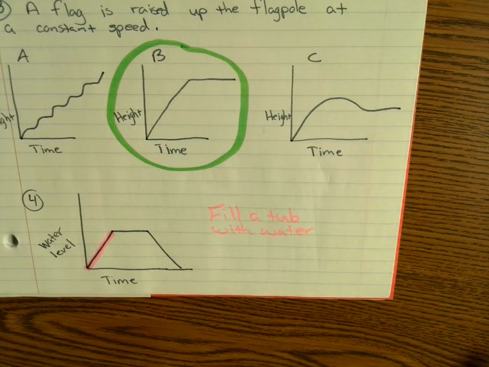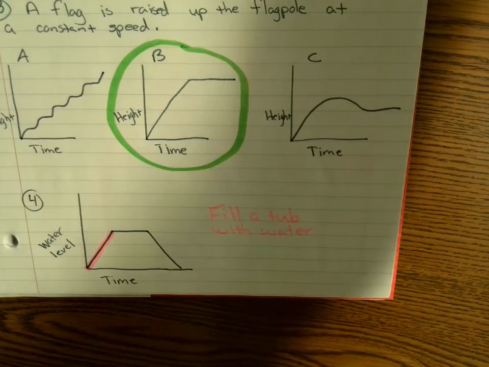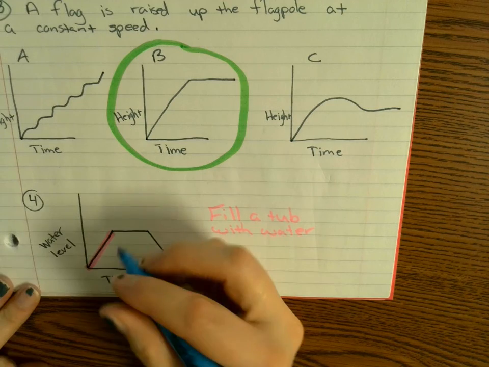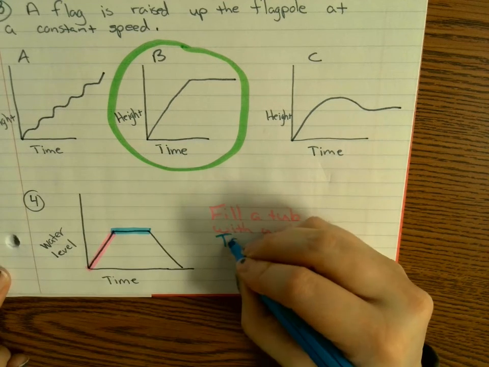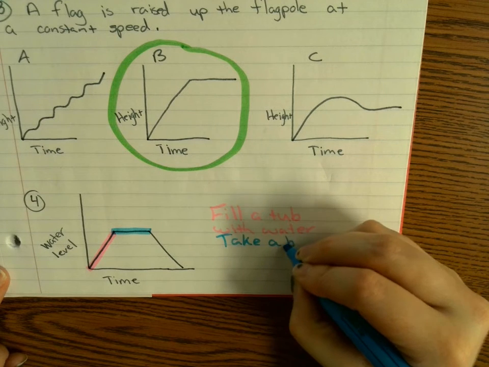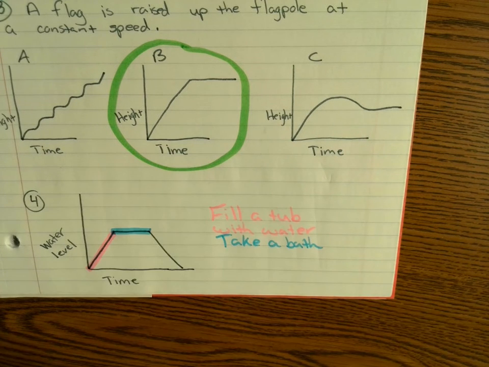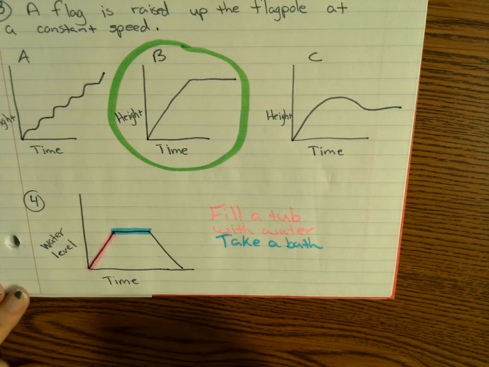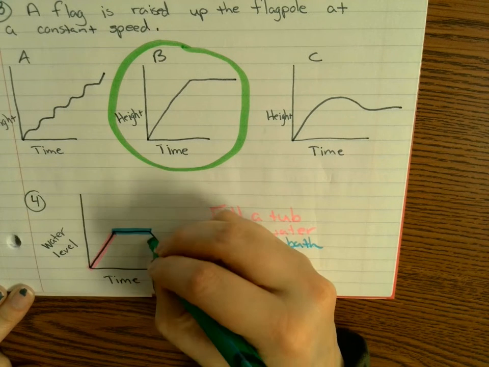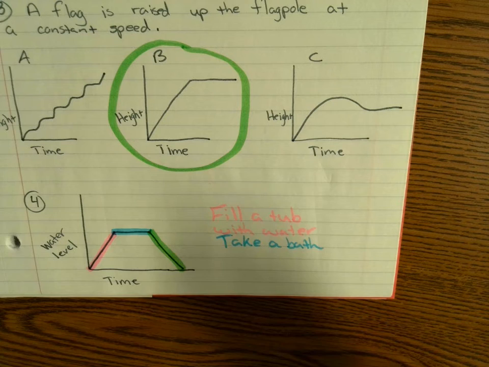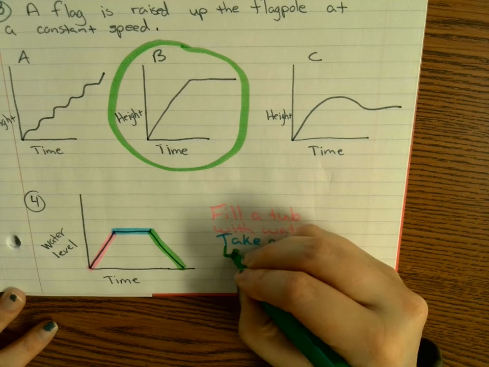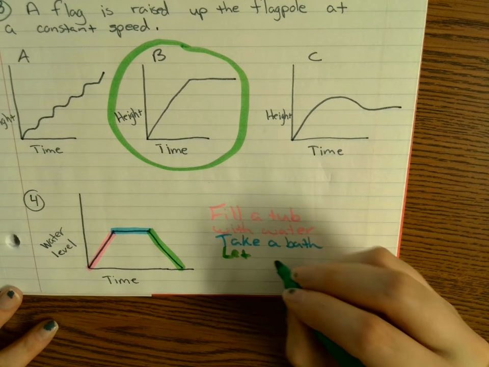Okay, then once the tub is full, you're going to turn the water off. You might get inside, take your bath. Okay, then once you're done with the bath, you're going to drain the water. Again, the water drains at a constant rate. So that's why it's a linear decline. You let the water drain.